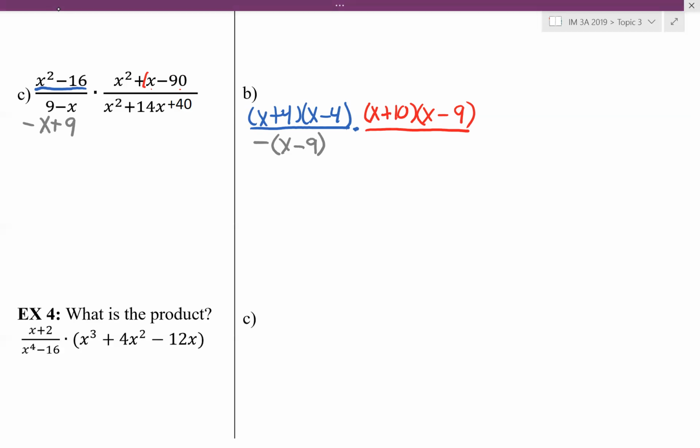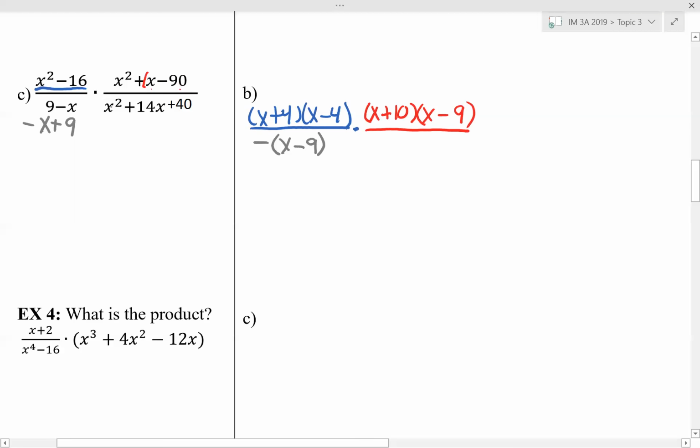And finally, I want to factor my denominators similarly. So I have x squared plus 14x plus 40. I want two numbers that multiply to 40 and add to 14. If I think about 10 times 4 is 40, and 10 plus 4 is 14. So x plus 10 times x plus 4.